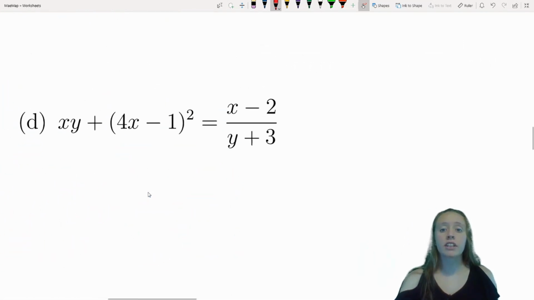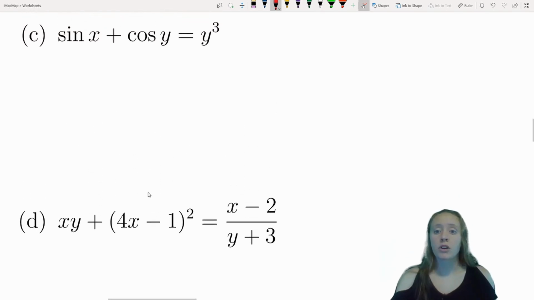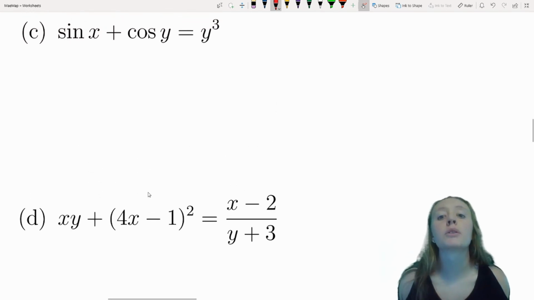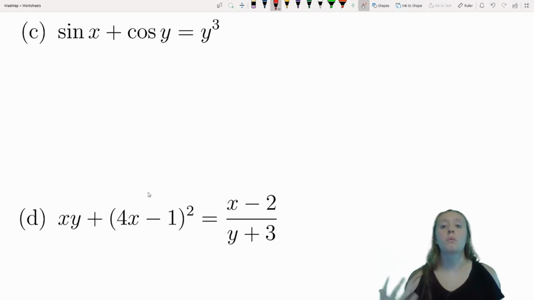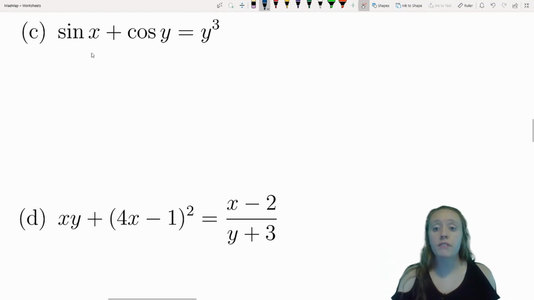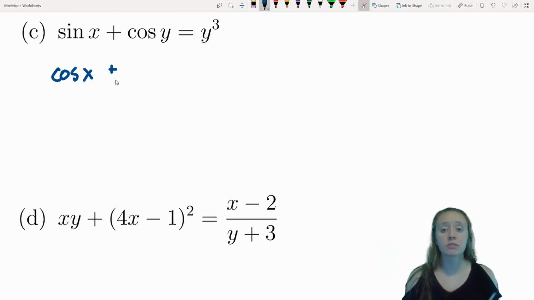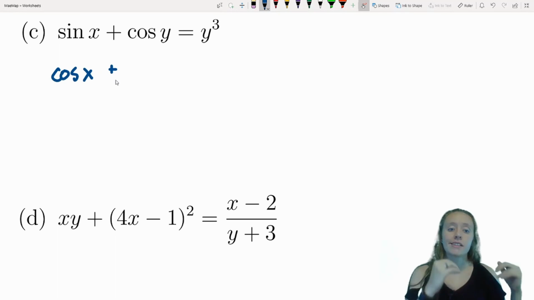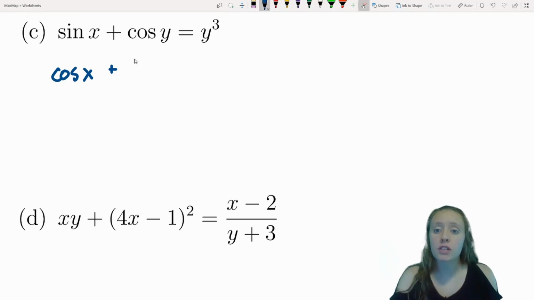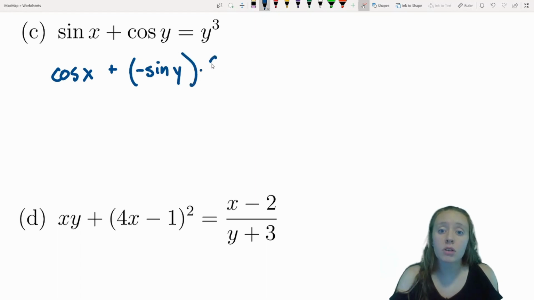Let's continue that derivative in part C. So we have the sine of x plus the cosine of y is equal to y cubed. So the derivative of sine of x is going to be a positive cosine of x. Derivative of cosine of y, remembering that chain rule, the derivative of cosine of f of x goes to a negative sine of f of x times f prime of x. So this becomes a negative sine of y times y prime, or dy dx.